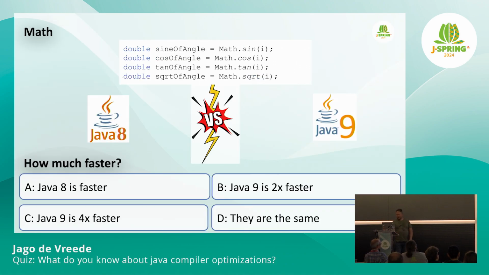So let's do some math then. Let's get back to Java 8. Java 8 is a long time ago. Java 9, there were a lot of improvements, but what happens to math? Is Java 8 faster in math, or is Java 9 2 times faster, or 4 times faster? Or are they the same?